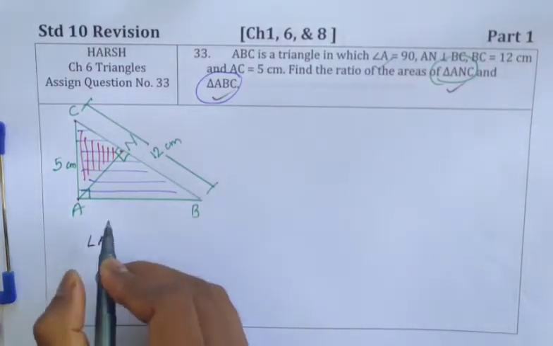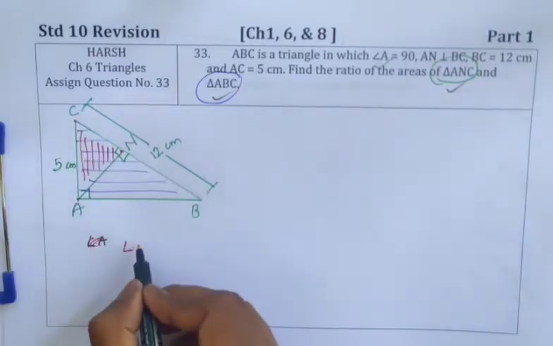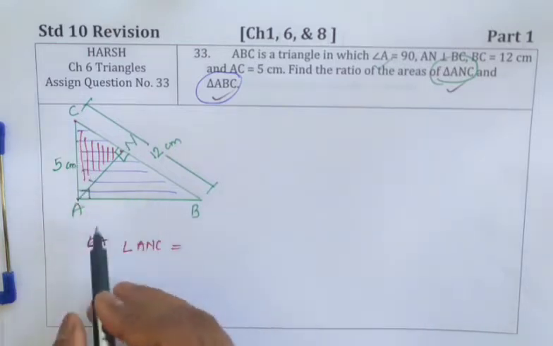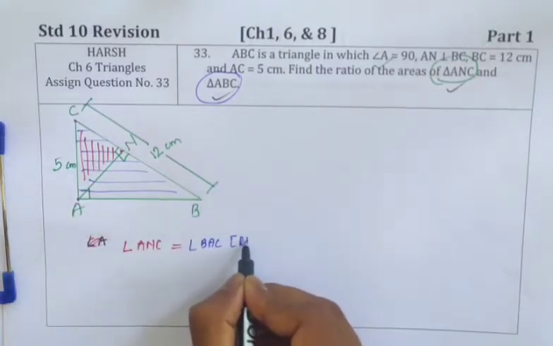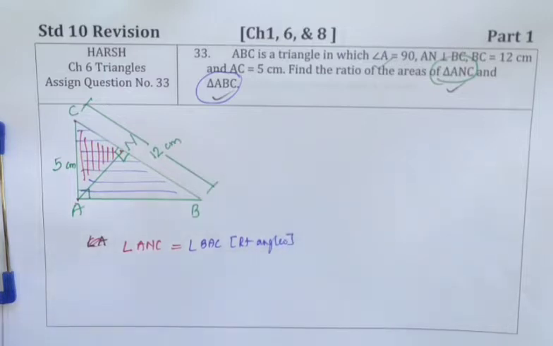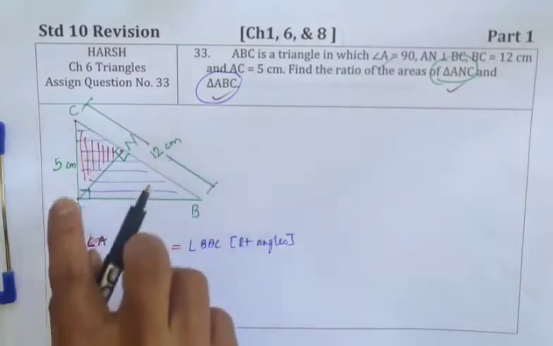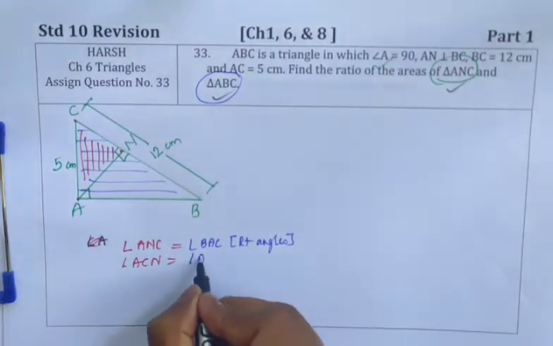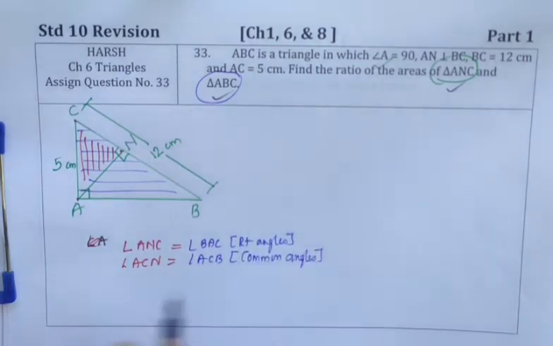Angle. Okay, I'll use red pen for that. Here for triangle, angle ANC. ANC is equal to angle, blue. I'll take blue, right? For blue triangle. Which? Angle BAC. Angle BAC. And what is the reason? They are right angles. Correct? Okay. Another angle. Which is common angle for both? C. Okay. Angle ACN and ACB is common. So angle ACN is equal to angle ACB. And what is the reason? Those are common angles. Right?